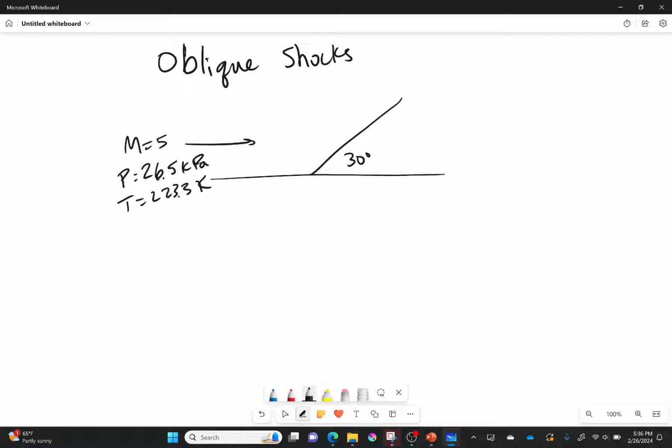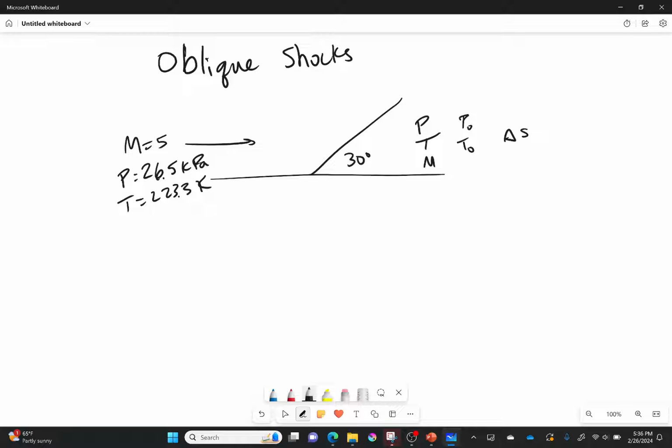And we want to find the pressure, temperature, Mach number, total pressure, and total temperature after the shock wave. And we also want to find what the change in entropy is across the wave. My goodness, we want to find everything for this problem. And we're going to do it all.